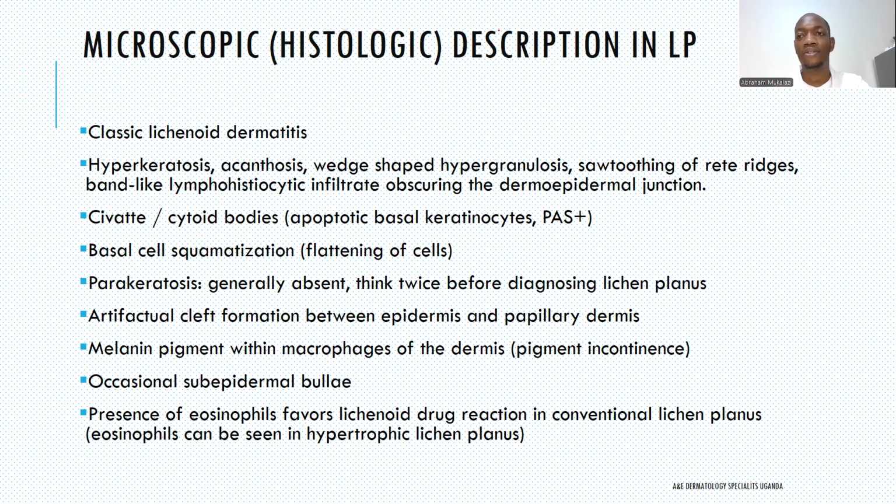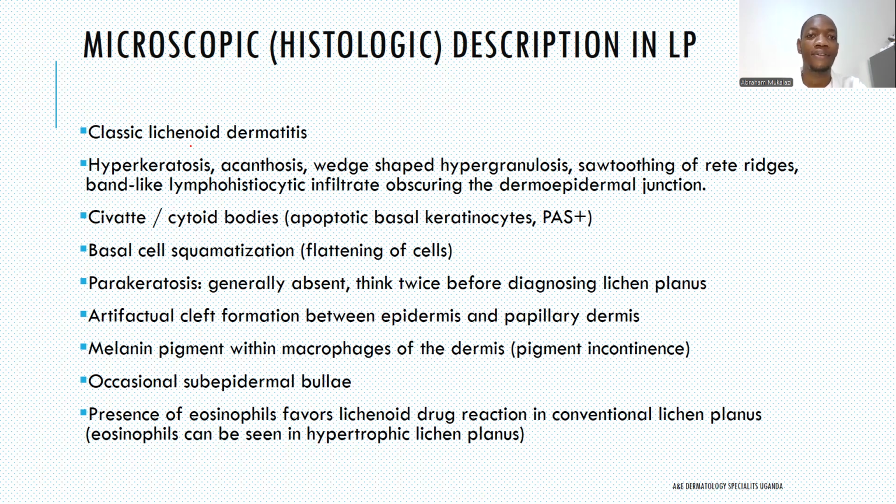So when you go to histology, how does lichen planus appear? When you take a sample for histology or H&E staining, it will give you a classic lichenoid dermatitis. You know, interface dermatitis is usually divided into two: the lichenoid arm and the vacuolar arm. So the typical lichenoid arm is where you'll have lichen planus, and you have to remember this.